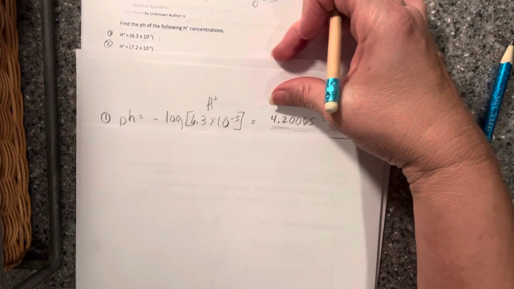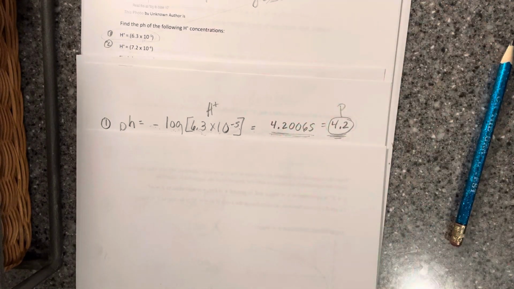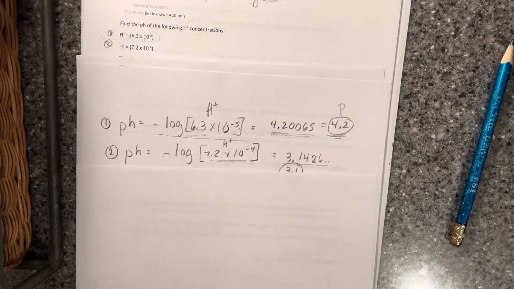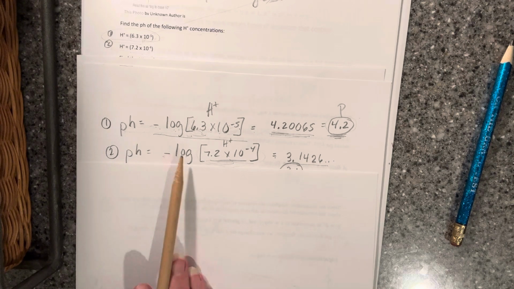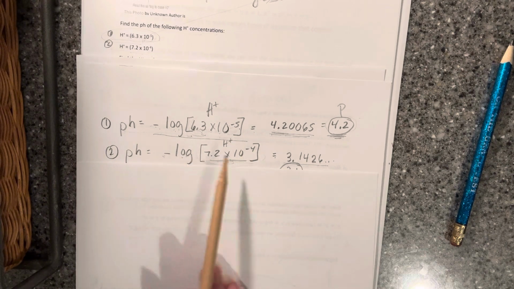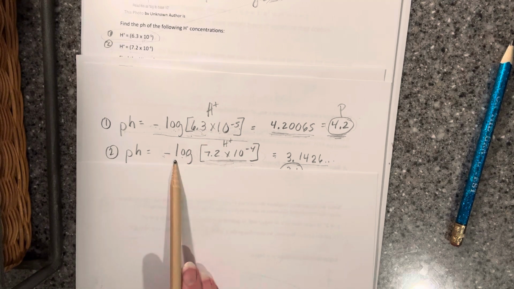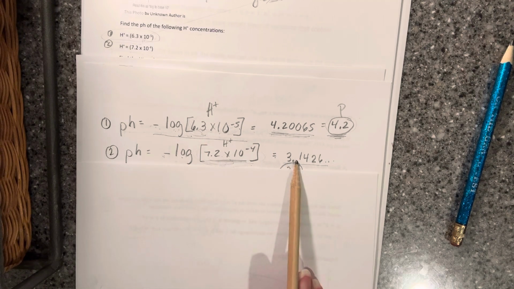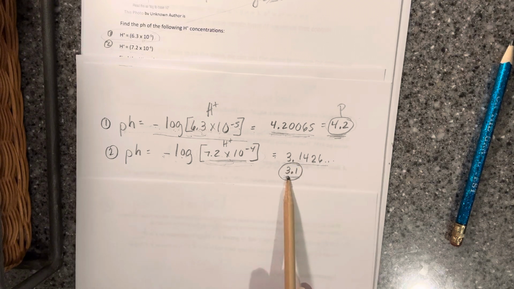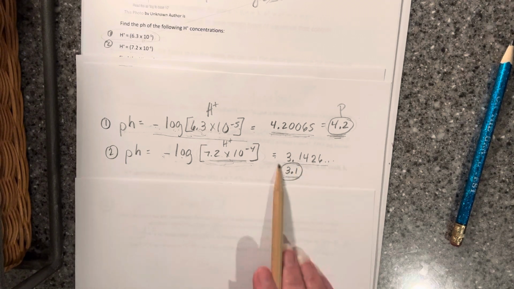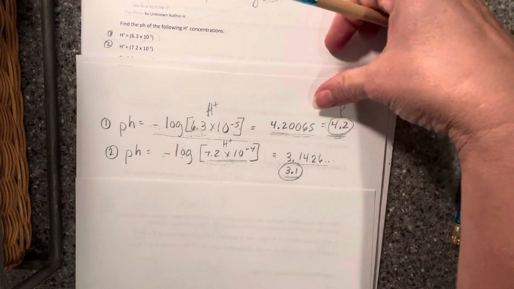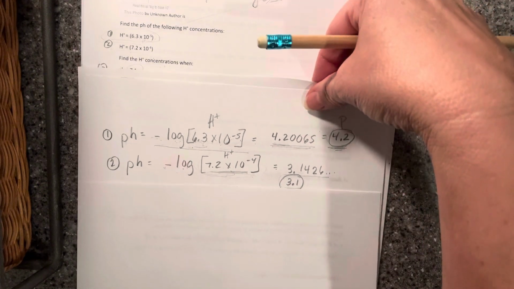Okay, try it again on number 2. Plug that in your calculator. It should look like this. Negative log, parentheses around the value that's given for H plus. Type that in, equals 3.14. It goes on, but to the nearest tenth, you might round it to 3.1. Again, a little acidic. Okay, so that's how you handle those applications.